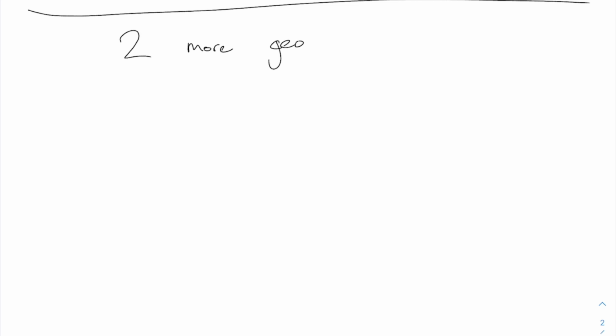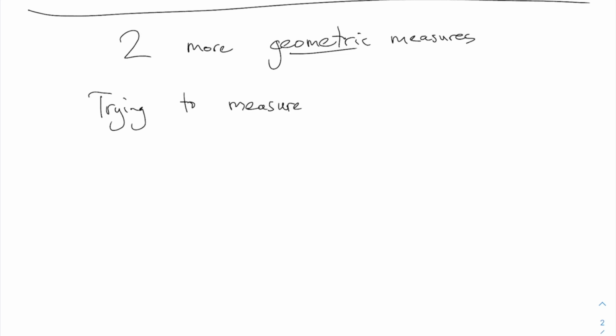Two more. These are purely geometric measures. Purely geometric, that is, it has nothing to do with counting up the votes for the Ds and the Rs or anything like that. It's just looking at the shapes, all right? Geometric measures. These are measurements trying to measure in specific ways how weird the shapes are.